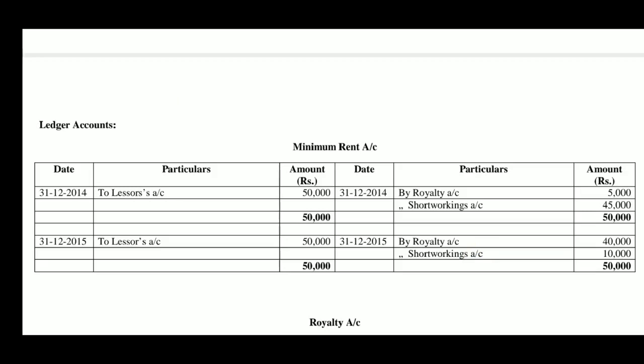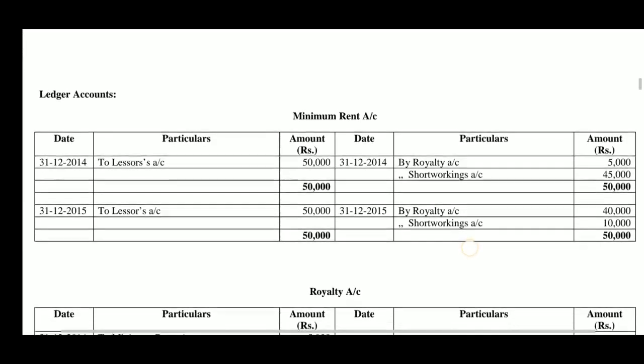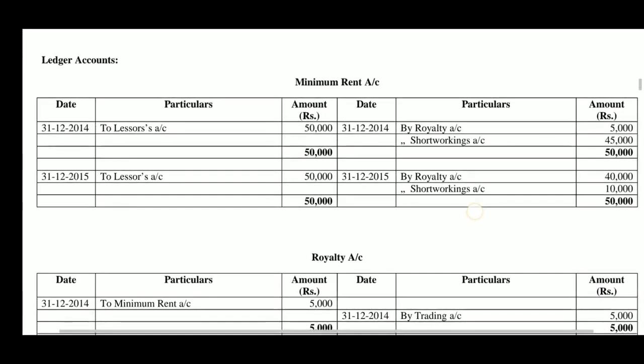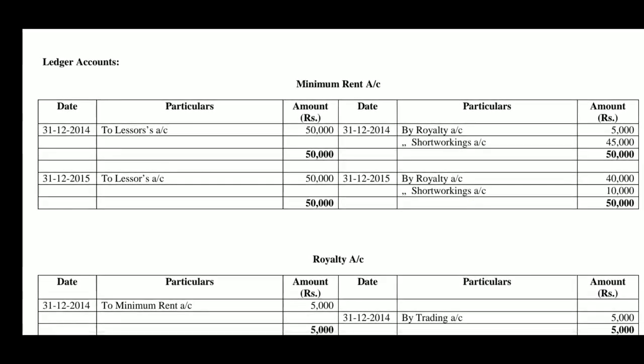Accordingly, see, in the first 2 years we have passed entries for minimum rent. Therefore, the minimum rent account is prepared. Next, the royalty account is prepared, the short workings account is prepared, and finally, the lessor's account is also prepared. The above entries for all the years have been posted.